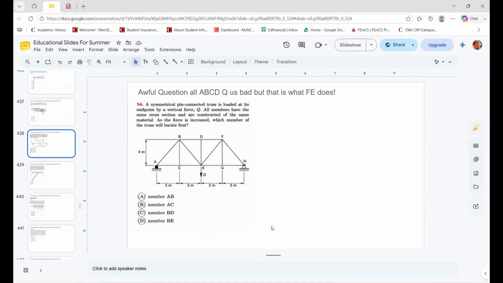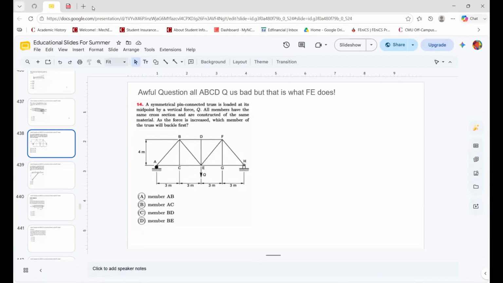A symmetrical pin-connected truss is loaded at its midpoint by a vertical force Q. All members have the same cross section and are constructed of the same material. As the force is increased, what member of the truss will buckle first? Oh, a buckle question now. Interesting.